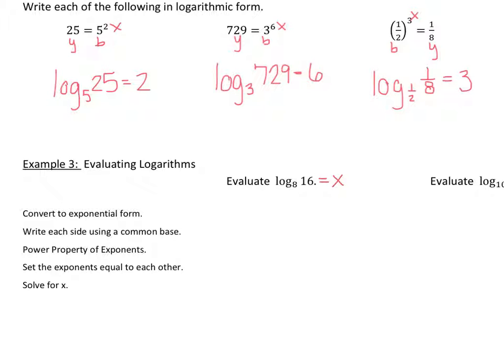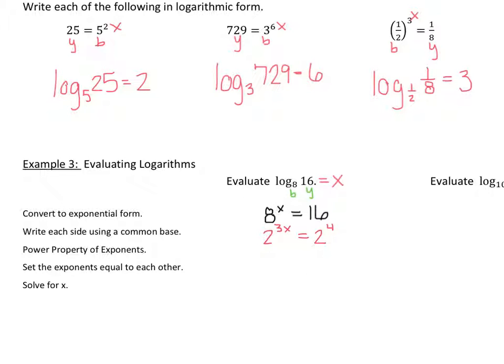So our base, this is b, this is y, and that's x. So 8 to the x equals 16. It says write each side using a common base. Well, what base can we use for that and that? So base means like powers. So 8 is 2 cubed, times x, and 16 is 2 to the 4th.